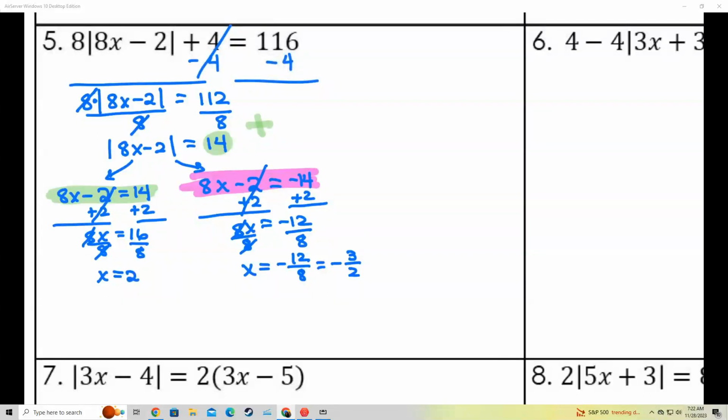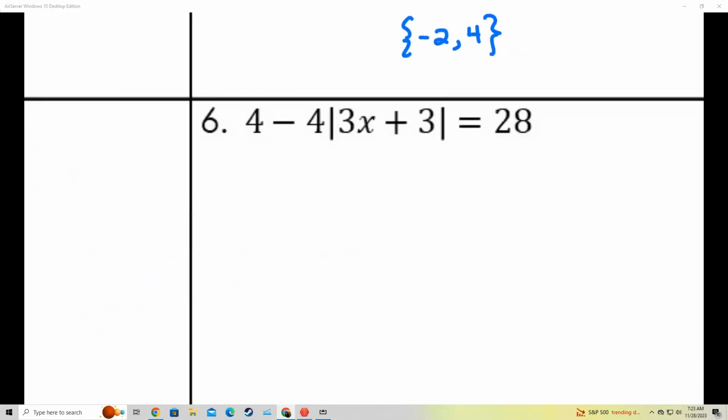I'm going to go ahead and write these as a set. Smallest answer first. Bigger answer later. So those are my solutions to that set. Okay, last one, guys.